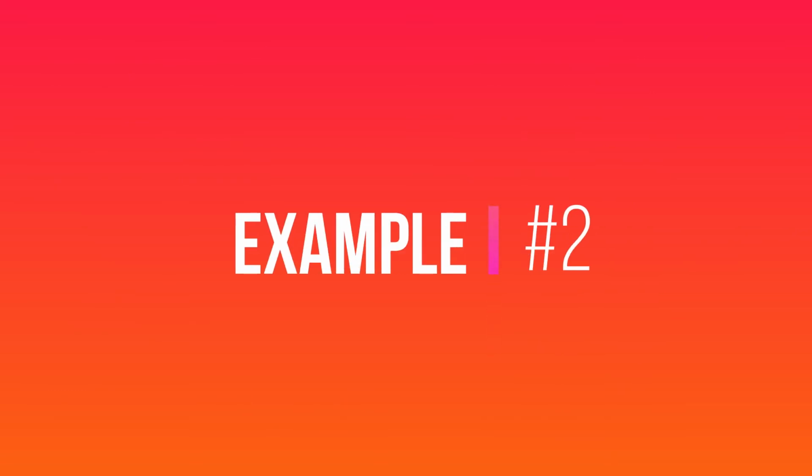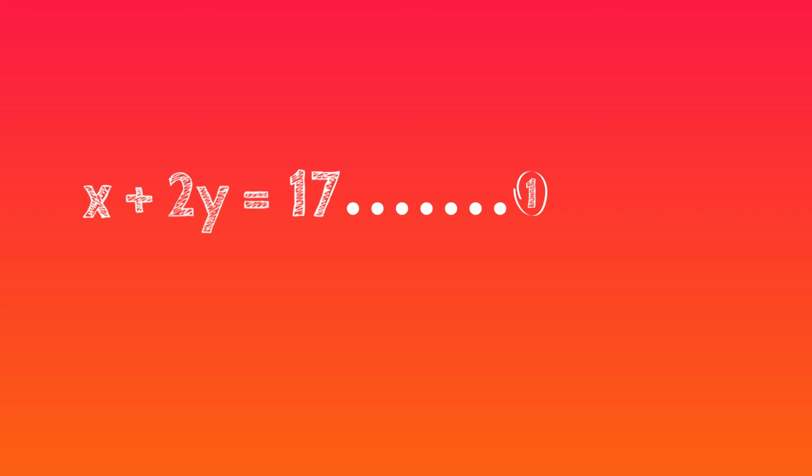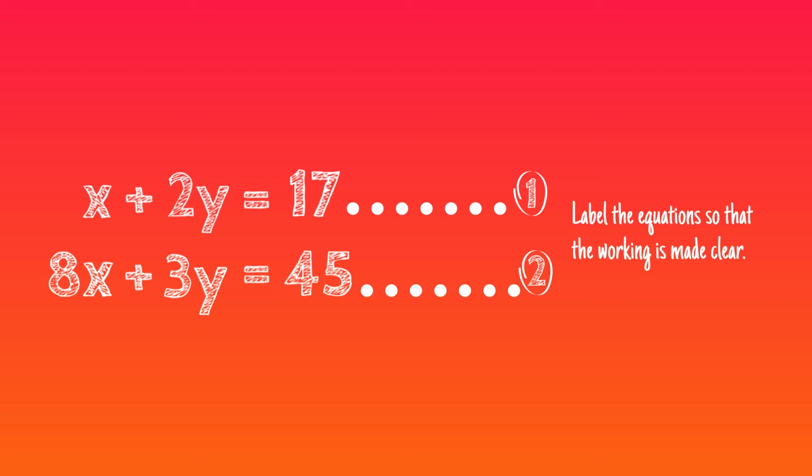Now we are going to look at example 2 of the elimination method. We have x plus 2y is equal to 17, first equation. Then 8x plus 3y is equal to 45, second equation. Now you see here, we need to multiply by different numbers on the different equations so that we can find one that we can take away. So we need to eliminate either the y or the x term.